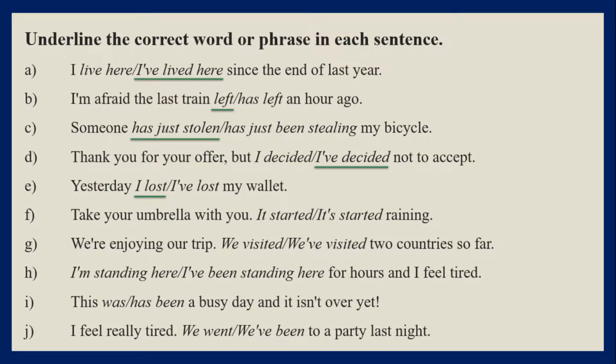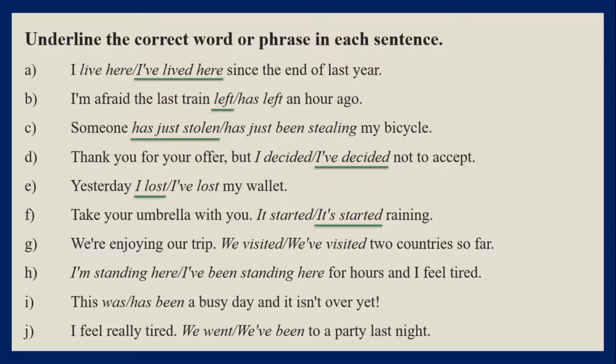F, "Take your umbrella with you. It's started raining." When you say "it's started raining," it means it is raining now. But when you use past simple, for example, when you say "it started raining," it might have finished. So we don't know if it is raining right now or not. So we use present perfect because we are focusing on the current situation, which is raining.